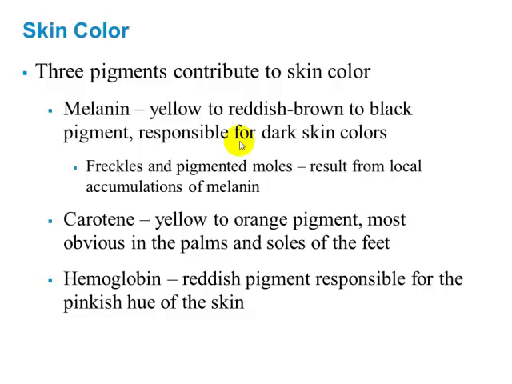Now, the other thing that gives our skin its particular color is called carotene. Before I told you keratin with a K and carotene with a C, two very different things. If you say them quickly, they sound alike. Carotene has the word carrot in it. This is actually a pigment that gives yellow to orange colors. We see it most obviously in the palms of the hands and the soles of the feet.